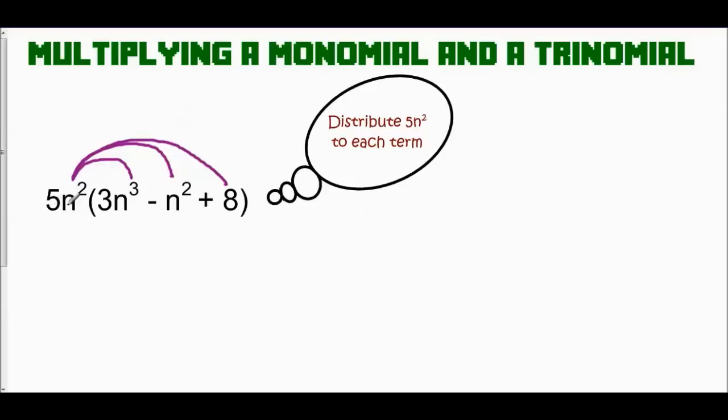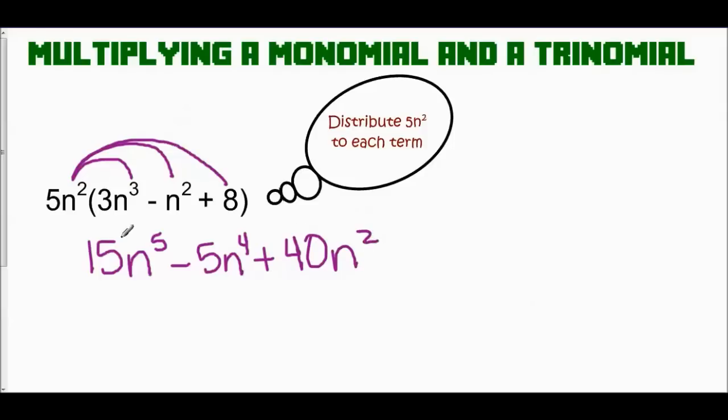So this first part of 5n squared times 3n to the third. 5 times 3 is 15. And we know for multiplying powers of the same base, you add their exponents, so that becomes n to the 5th. Let's go to the next one. 5n squared times negative n squared. 5 times negative 1 is negative 5. N squared times n squared is n to the 4th. And then 5n squared times positive 8. 5 times 8 is 40, so that'd be plus 40n squared.